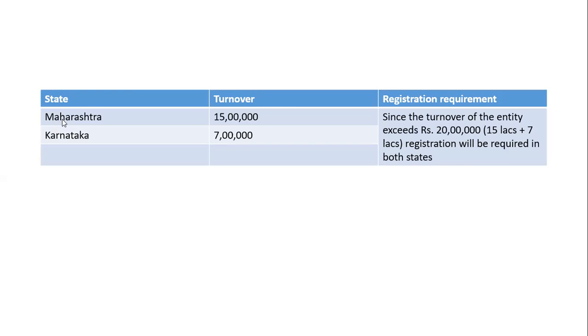You are supplying goods from Maharashtra, you are also supplying goods from Karnataka. You have two entities at two places.